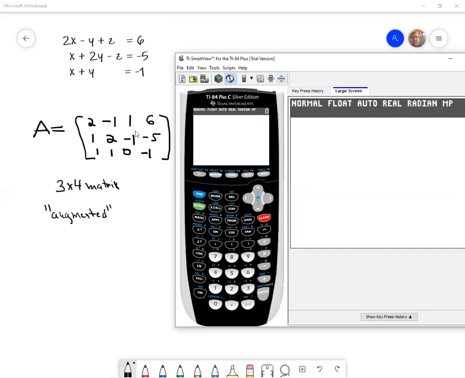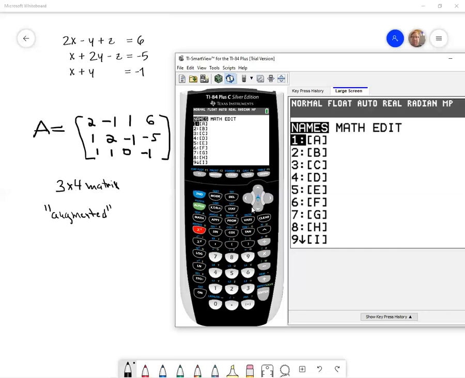So the first thing I want to do is create a matrix. I do that by pressing second, and you'll see down here I have a blue matrix above my x to the minus 1 button. So I hit that. First thing I want to do is cursor over because I want to edit a matrix. I'm setting one up. I have lots of slots I could put this one in. I always take A if it's available. It makes my cursoring minimal.